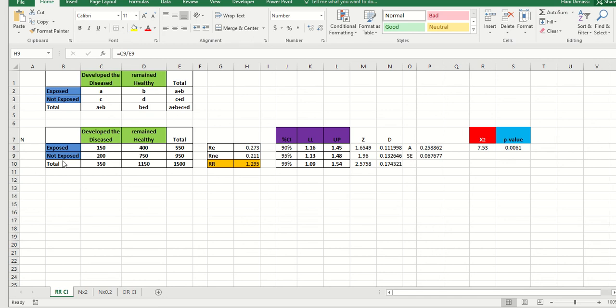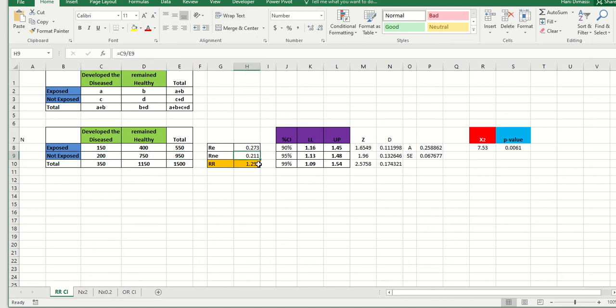Over here I have an example. In this example, my total is 1500, 550 in the exposed and 950 in the non-exposed. I split the numbers inside just as an illustration. Now, over here I have created a formula. If I click on this cell, you can see the formula right here. This is the risk in the exposed, meaning the 150 over the 550. And over here you have the risk in the not exposed, the 200 over the 950.